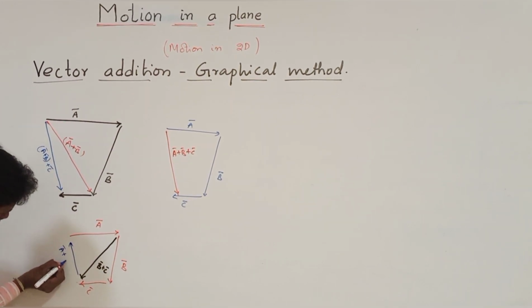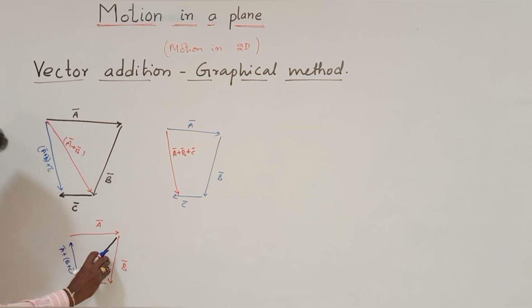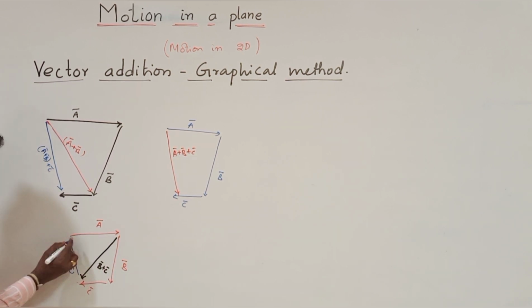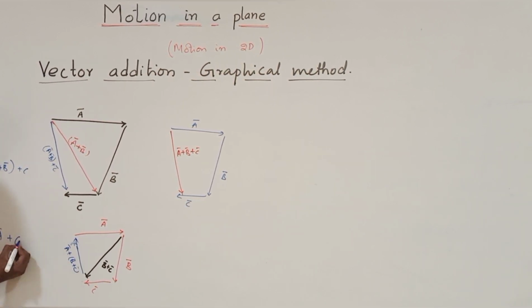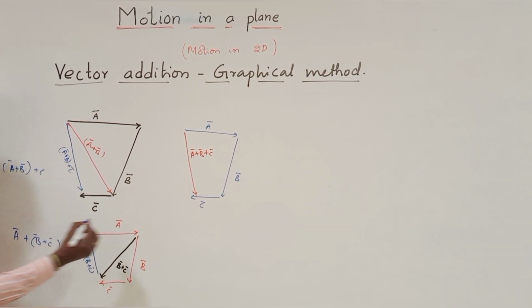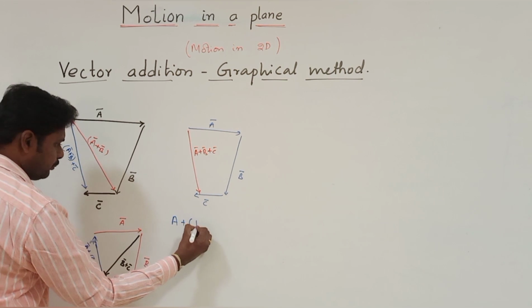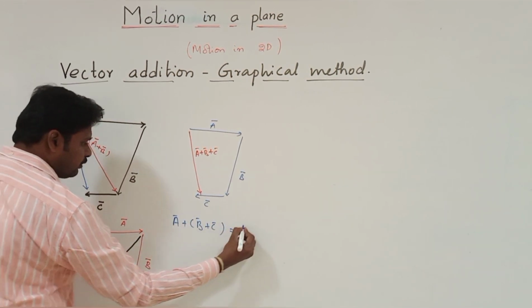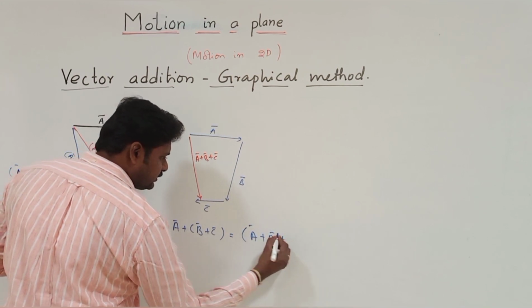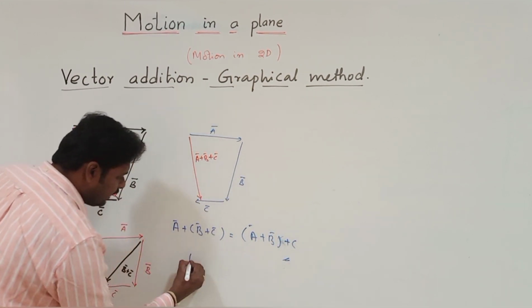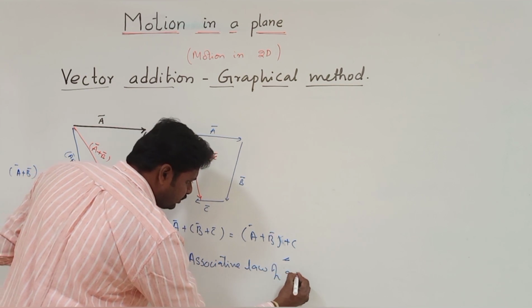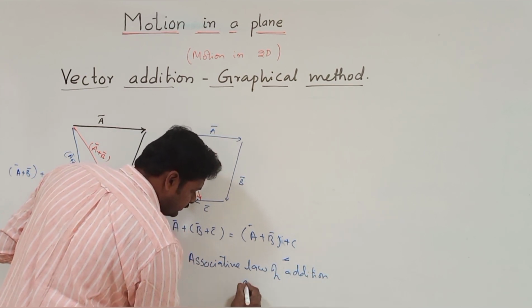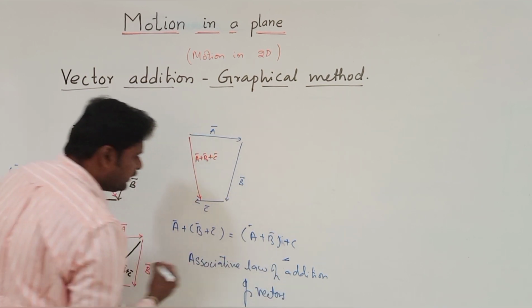Now, A plus (B plus C), I am making in bracket because this is one set of vector, and this is called associative law. What is this? We have taken it as (A plus B) plus C. What is this? A plus (B plus C). From this we will write it as (A plus B) plus C is equal to A plus (B plus C). This is called associative law of addition of vectors, which it obeys.